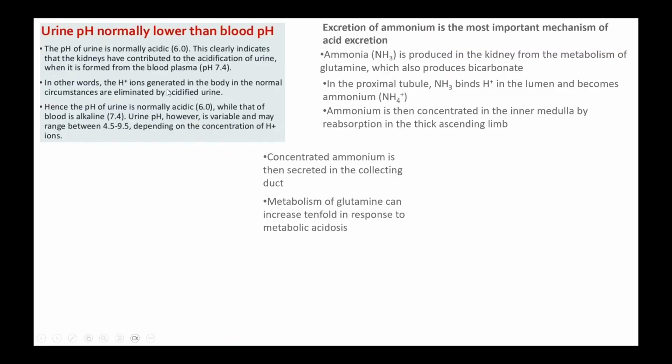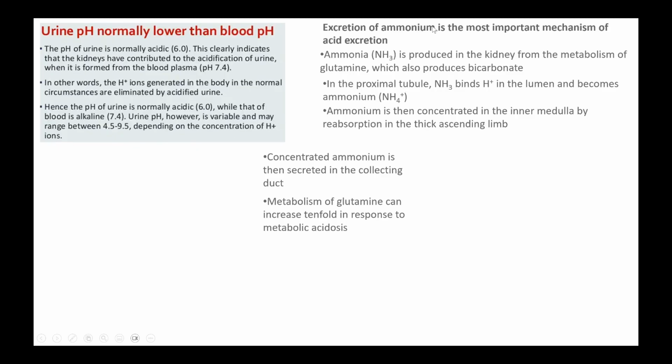And then the urine pH is always lower than your blood pH. It is around 6. Normally urine is acidic because most of the hydrogen ions are eliminated in the urine to maintain your body at a plasma normal pH of 7.4. So hydrogen ions generated in the body in normal circumstances are eliminated by acidified urine. So the pH of urine is normally acidic, while that of blood is alkaline. So urine pH, however, is variable. It may range from 4.5 to 9.5 depending upon the concentration of hydrogen ions.